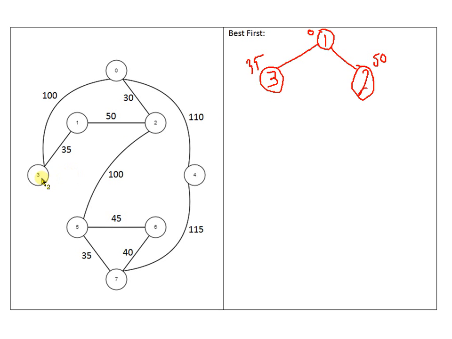Alright, so I go to town 3, I realize that's not where I want to be. And where could I go from town 3? Well, I could go back to 1, or I could go off to location 0, town 0. Alright. I can assign each of those a cost. So to get back to town 1, I'd spend 35 minutes and 35 minutes. So that'd be 70 minutes. To get to town 0, I'd spend 35 plus 100, so 135.